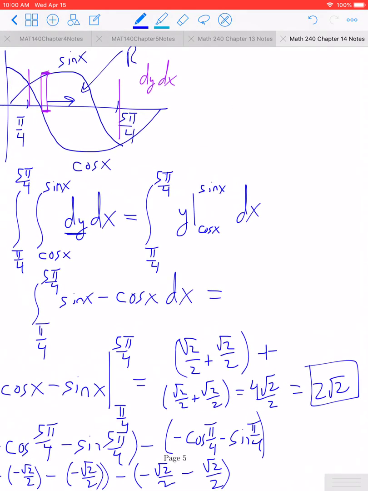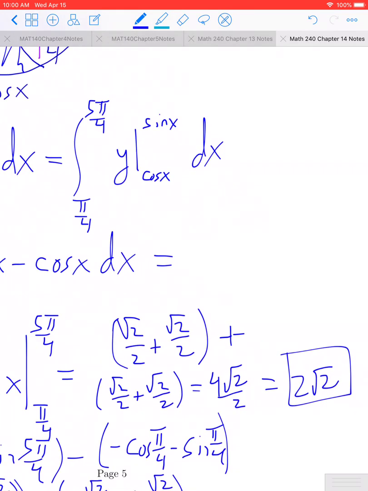So the area of this region, if we were to come back to the original drawing, the area of that region would have an area of 2 square root of 2 square units.